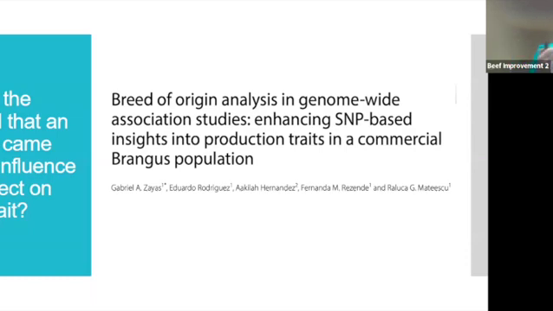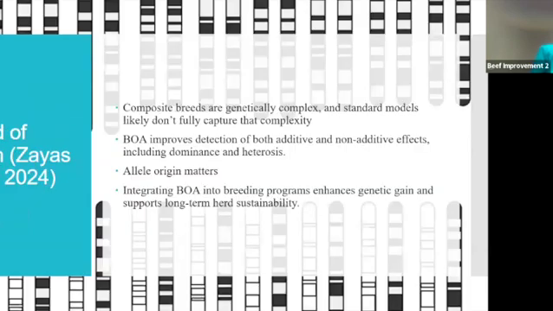They focused on hot carcass weight and marbling. Ultimately, they did see that there is an allele of origin effect. They modeled 3 different models. They did overdominance, additive, and typical dominance because they were interested in heterosis.